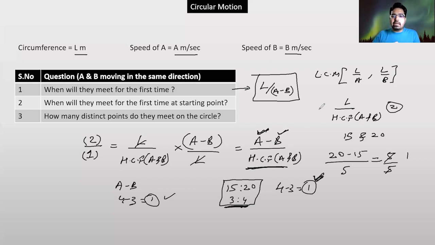So keep that on your mind, that you will have to bring down the speeds to their simplest ratio and then take the absolute difference of these values. You will get the number of distinct points. But once again, I'm repeating, keep in mind that the ratio has to be in the simplest form. In this particular case, if you had done 20 minus 15, you would have got 5, which is not the correct answer. So if they're moving in the same direction, take the ratio of their speeds to the simplest form, and then take the difference of these two values, which will give you the number of distinct points where they meet on the circle, right? So let's move on.